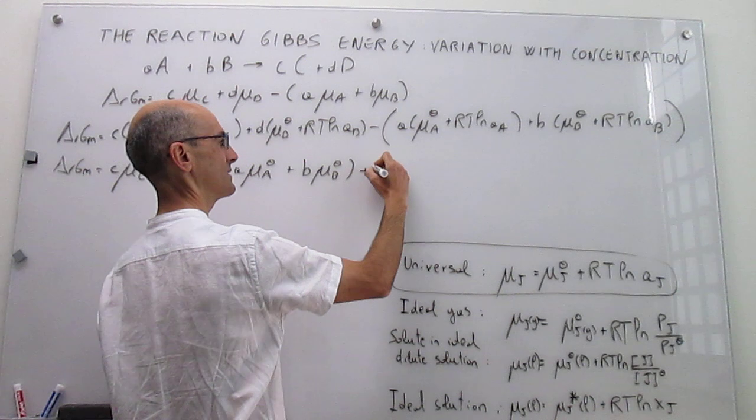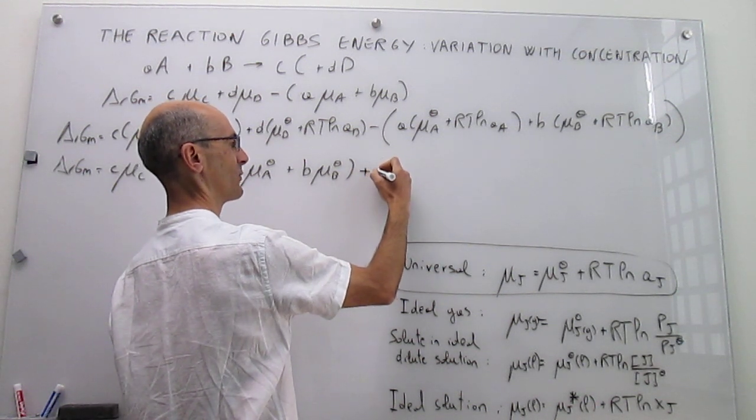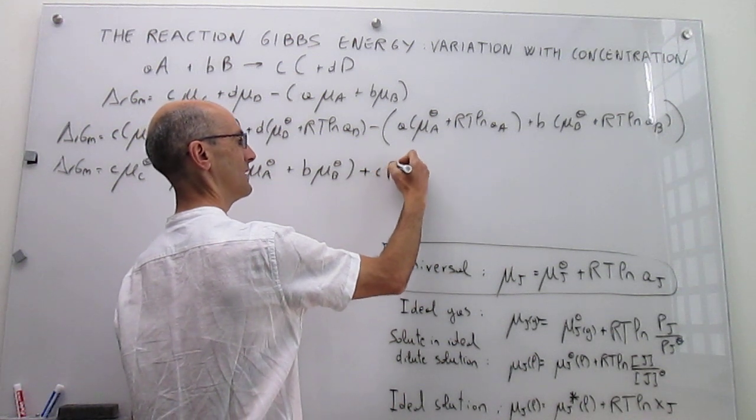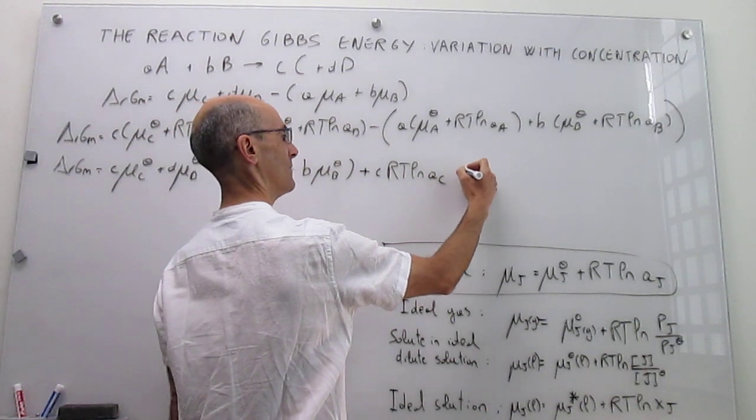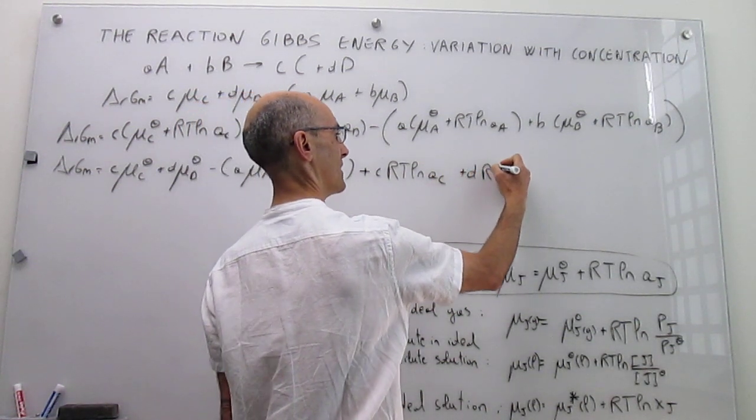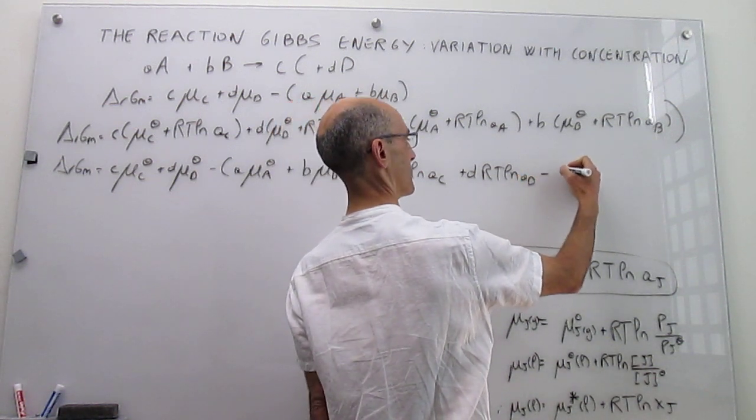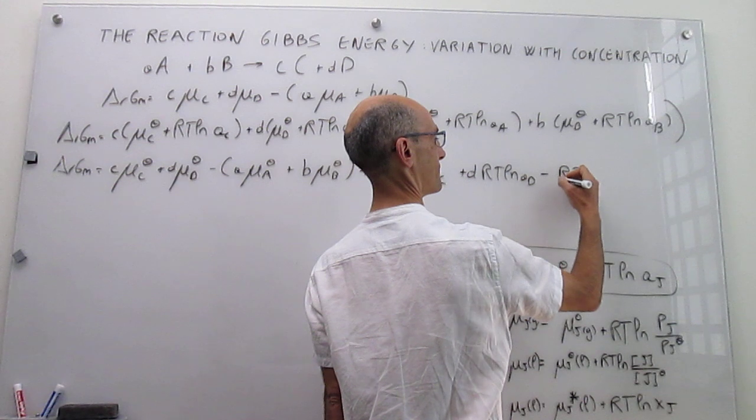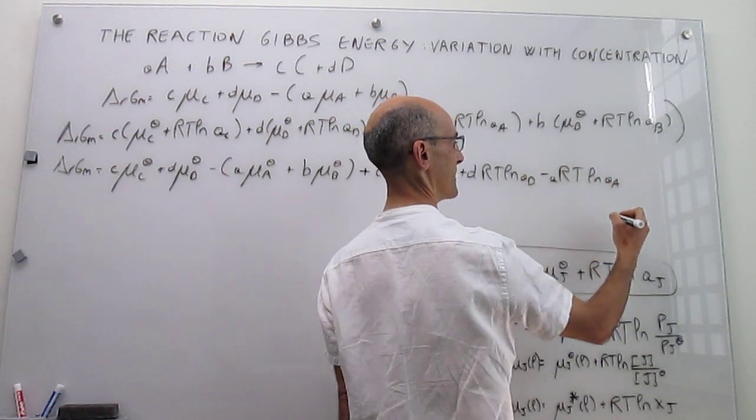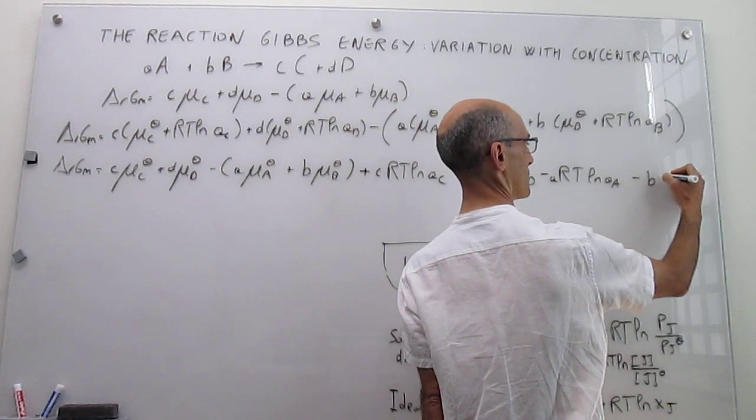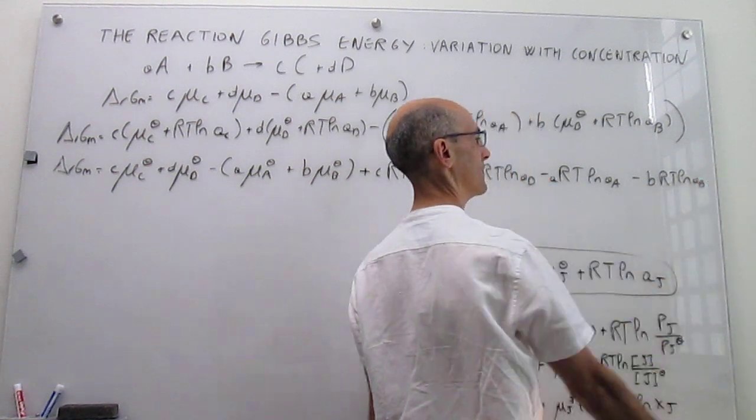activities, right? So plus RT, and we need to multiply here by the stoichiometric coefficients: C times RT natural log of the activity of C, plus D times RT natural log of the activity of D, and then subtract your reagents. A, RT natural log of the activity of reagent A, and the last one is reagent B, RT natural log of the activity of reagent B.